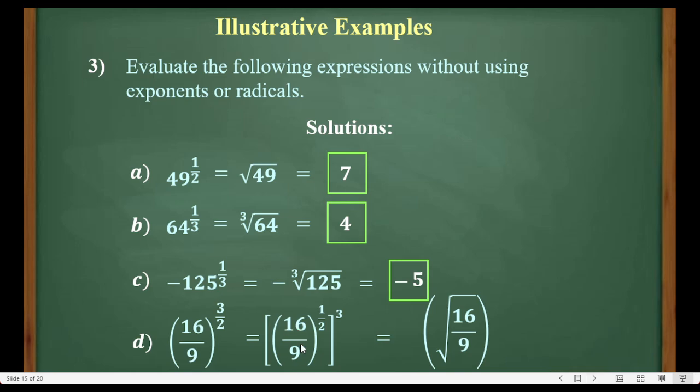Okay, quantity 16 over 9 raised to 1 half can be expressed as the square root of 16 over 9, wherein both numerator and denominator are perfect squares. Then this is actually being raised to the third power. Then inside, we will have 4 over 3 cubed. And finally, the answer would be 64 over 27.